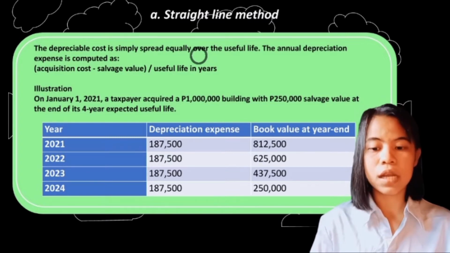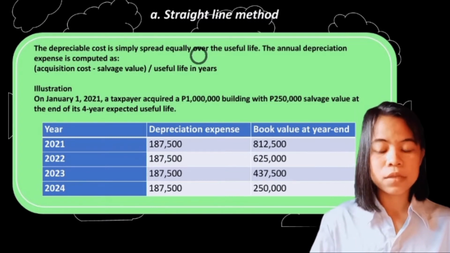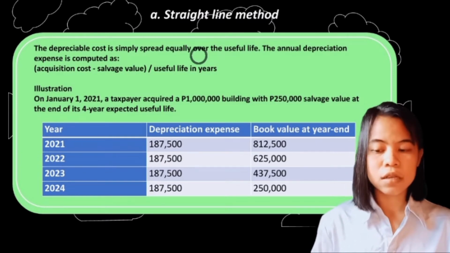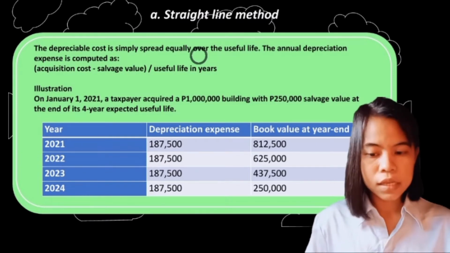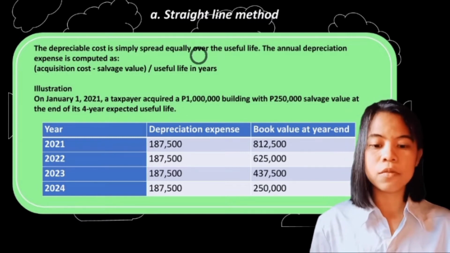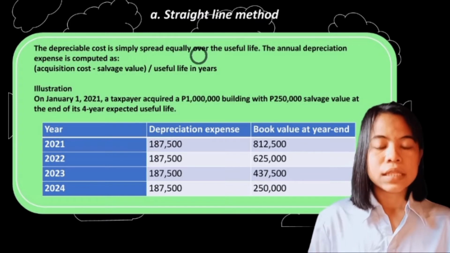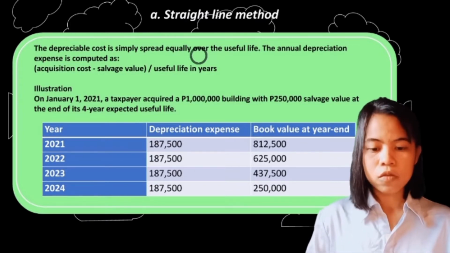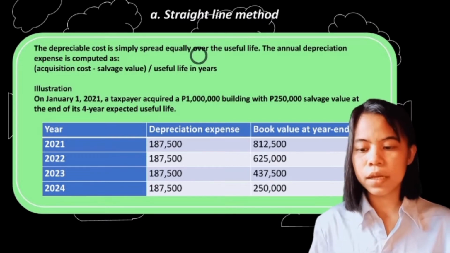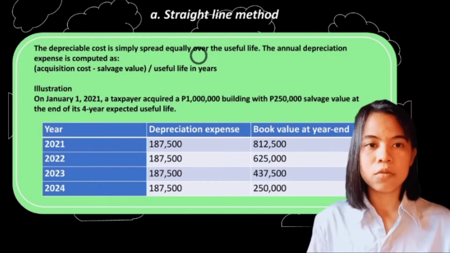Paano nyo kuha yung 375,000? May depreciation expense na 187,500 sa year 2021. And then sa year 2022, 187,500 ulit. Pag-plusin mo yun, makukuha yung 375,000. Tapos, the same process para sa 2023 and then 2024.